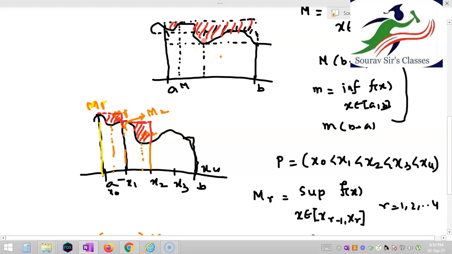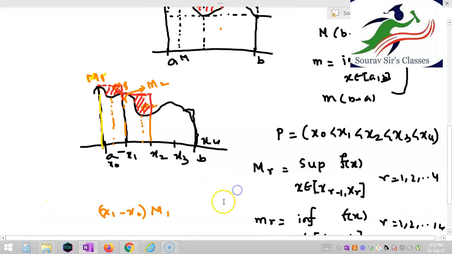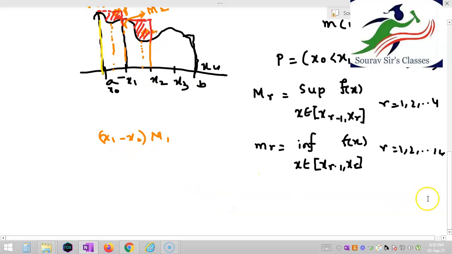So when we are considering a partition, or when we are cutting the closed interval AB into smaller portions, then we are getting lesser error, right? So this is the idea behind Riemann integration. Okay, now let's consider some definitions.